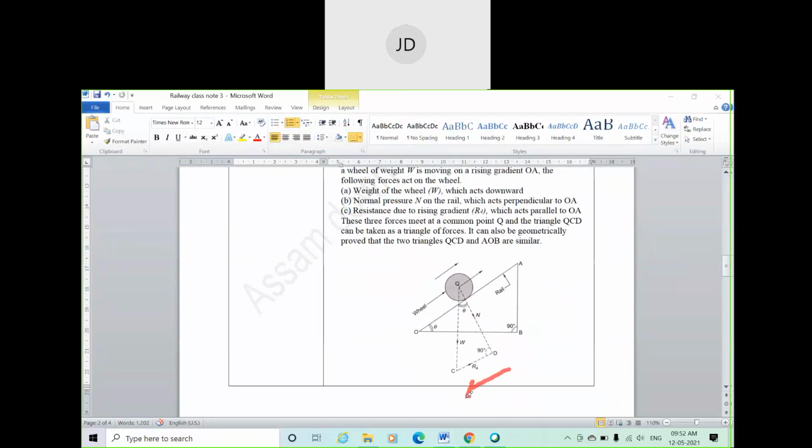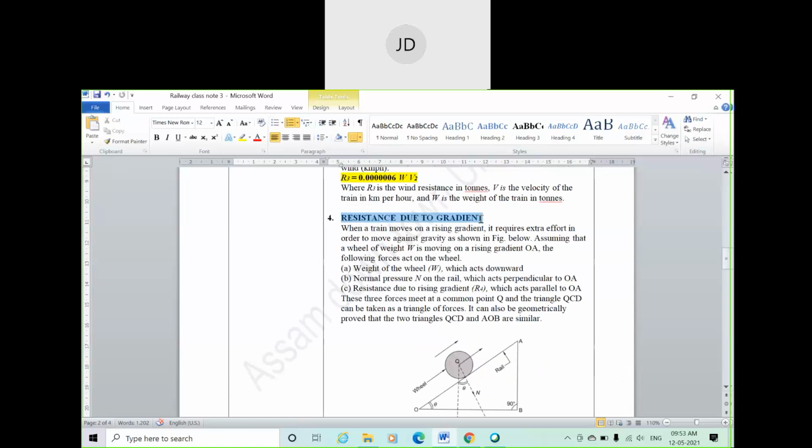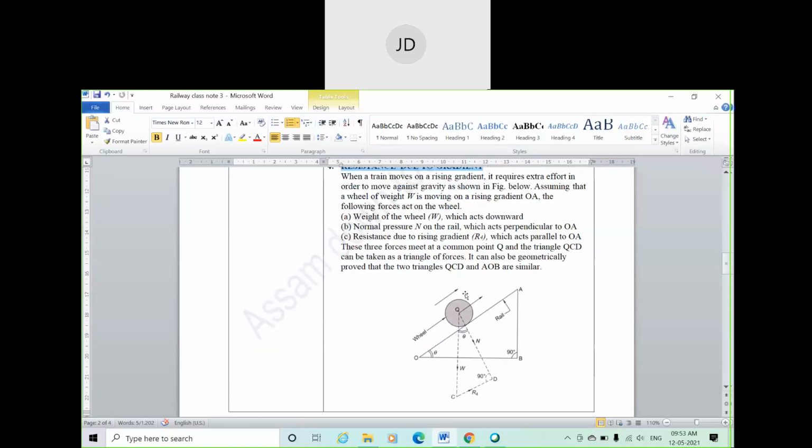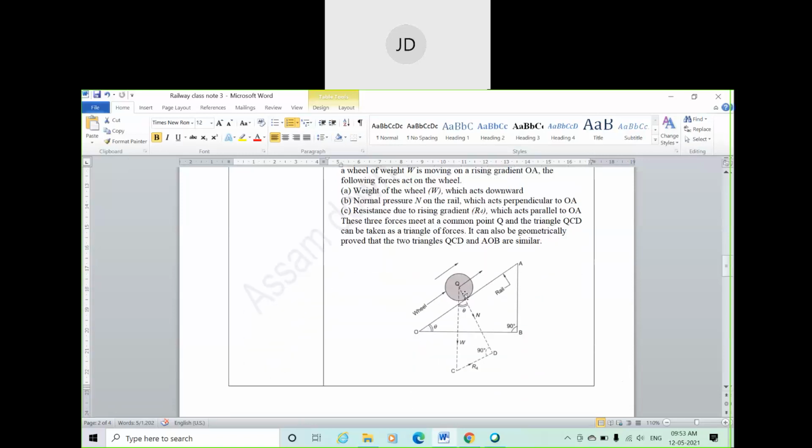Since one component of the weight W is acting in this direction, I think it will be W sine theta. I'm not sure, but W sine theta is acting in this direction. So to resist this force, we have to provide another force like this. This is R4, and R4 is the resistance due to gradient. Clear? I think this is clear, right?